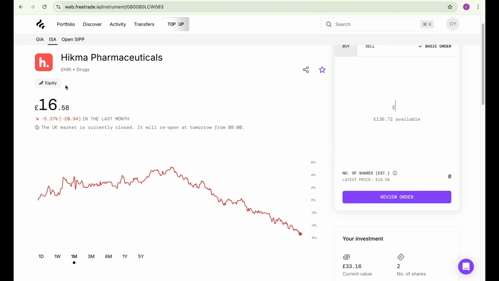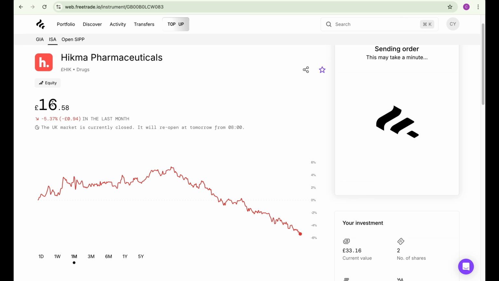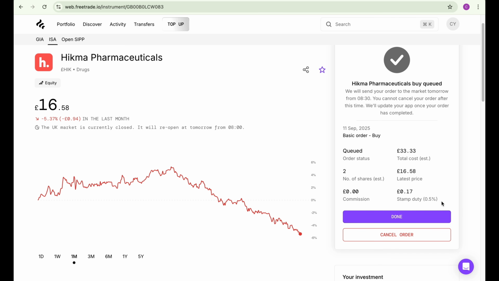But first up, let's add to my Hikma Pharmaceuticals position, where I'm going to add 2 shares for a total amount of £34. We can see that over the last month, they're actually down around 5.37%, which for me just means they're an even better opportunity to buy into the stock.